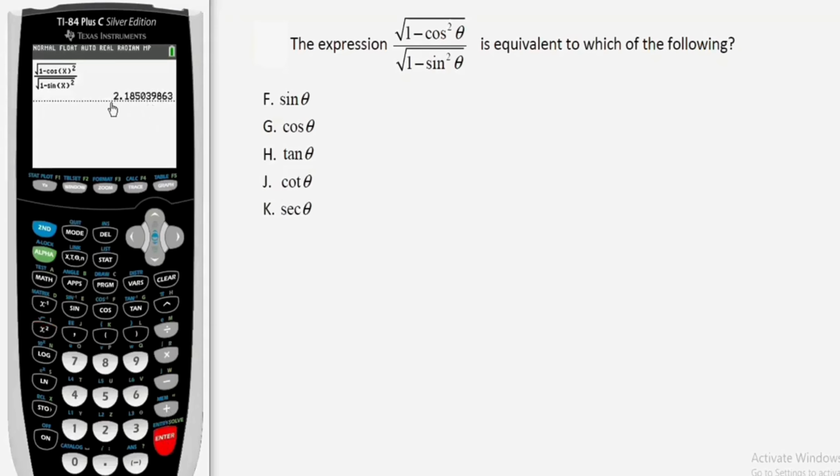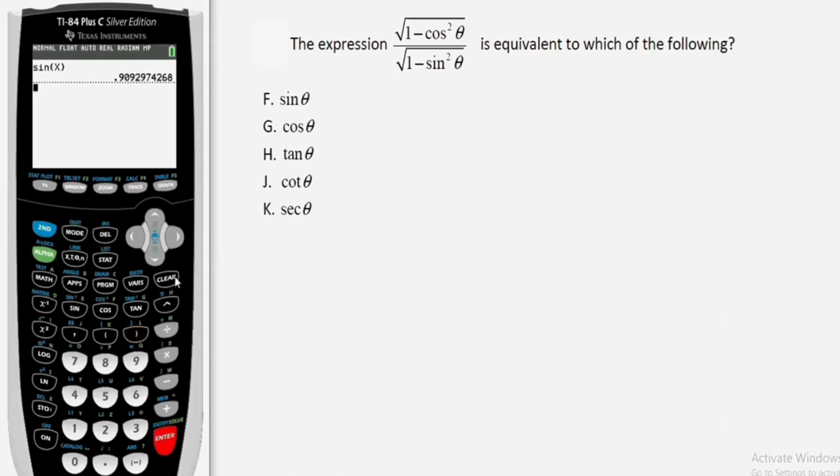We have 2.185 if we are leaving it in 3 decimal places. Right now, let's simplify the options. Any option that gives us 2.185 will be the answer to this question. It's as simple as this. So let's begin with option F. Remember, we got 2.185. So we have sine theta, which is sine x.